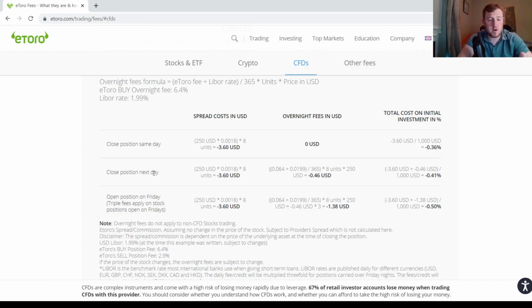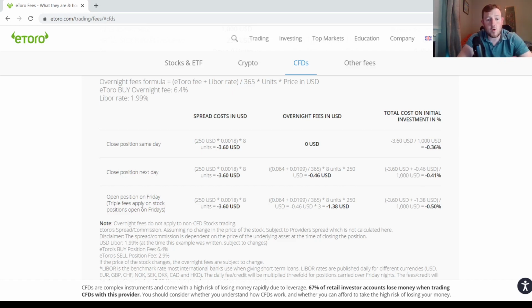In a situation where he had opened it on one day and decided to wait until the next day to actually close his trade, it would cost him $3.60 plus an overnight fee as well. So the overnight fee here is 0.0199%, so that adds another 46 cents onto his fee. So his total fee in that situation is the $3.60 plus the 46 cents.